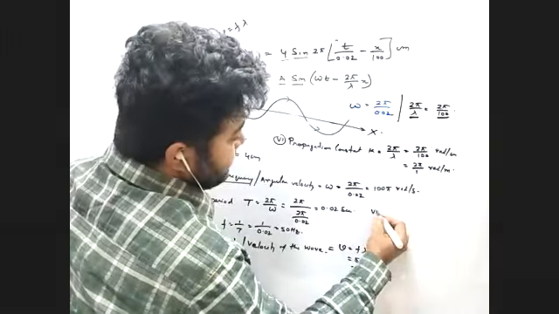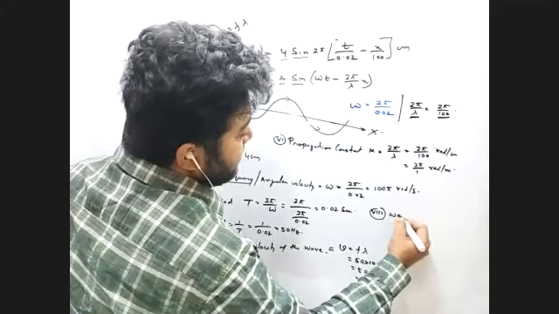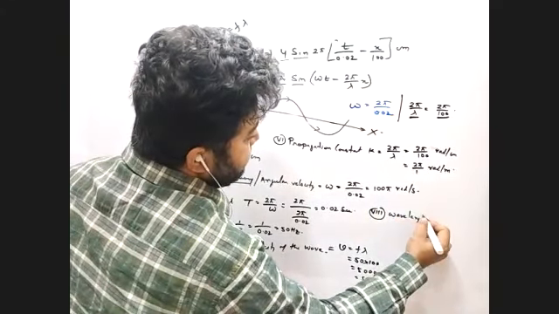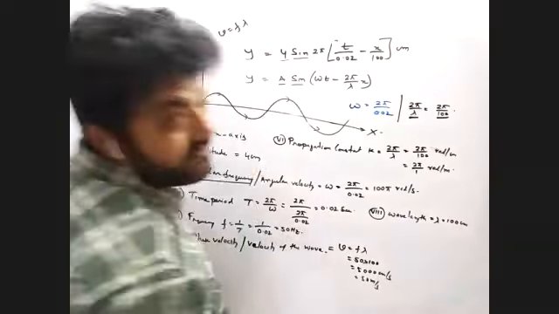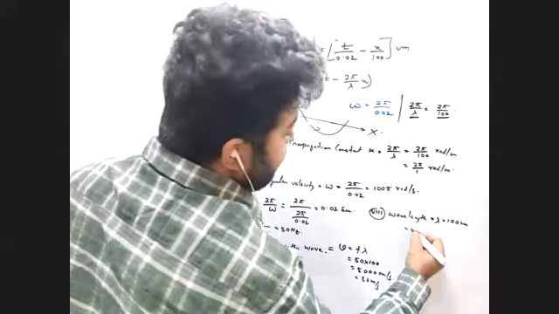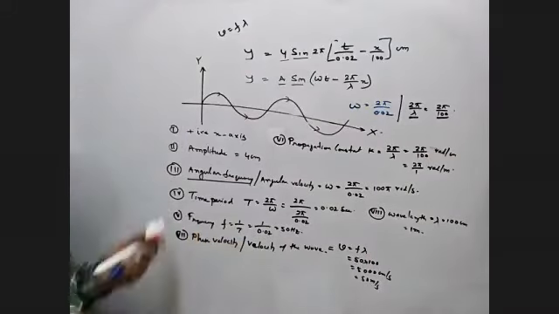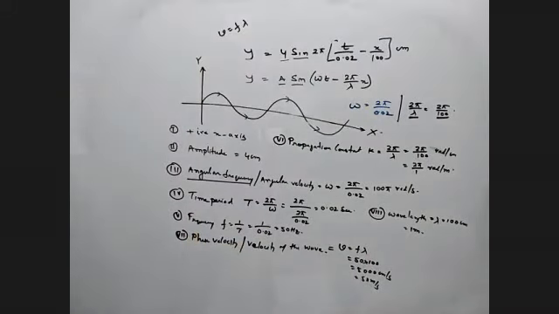After 7, 8, you can also write wavelength. Wavelength lambda, that is 100 centimeter or 1 meter. Clear? Yes, sir.